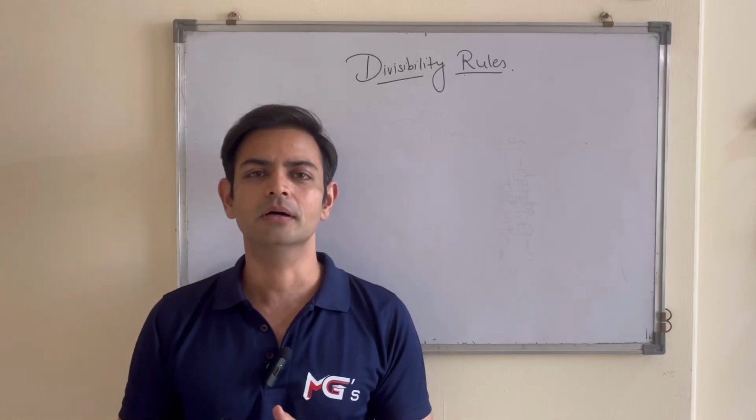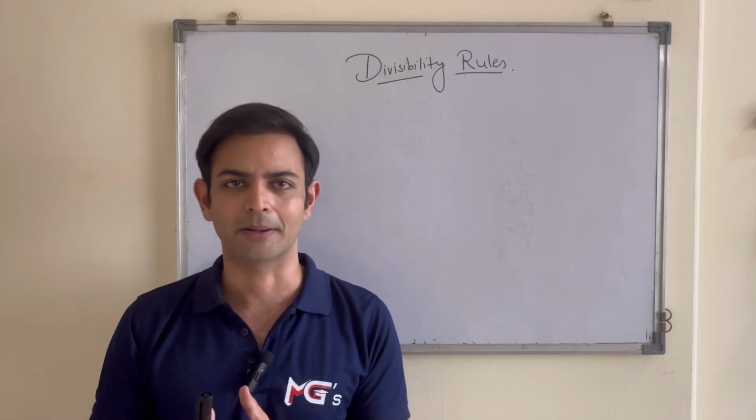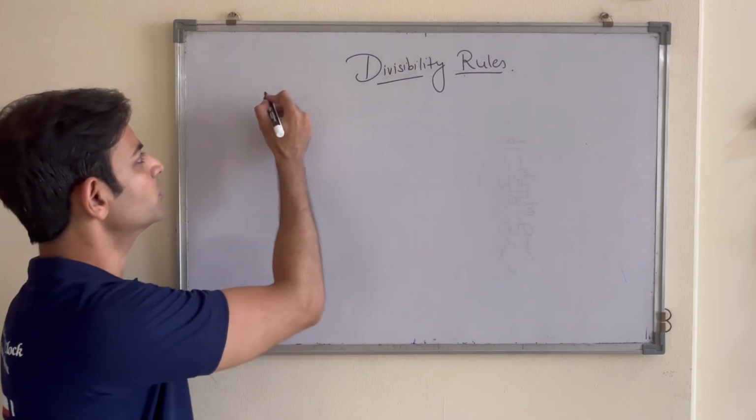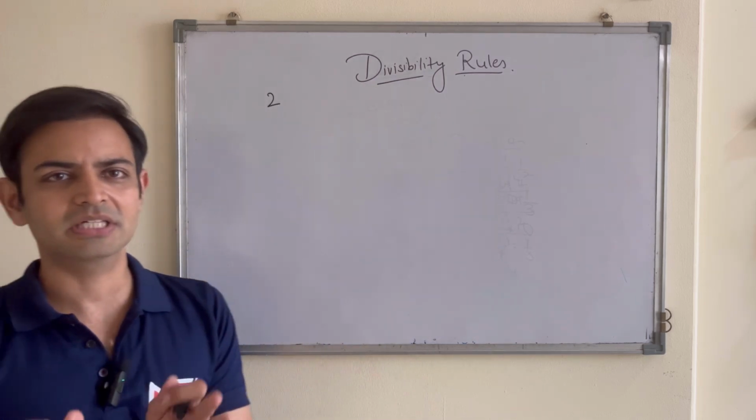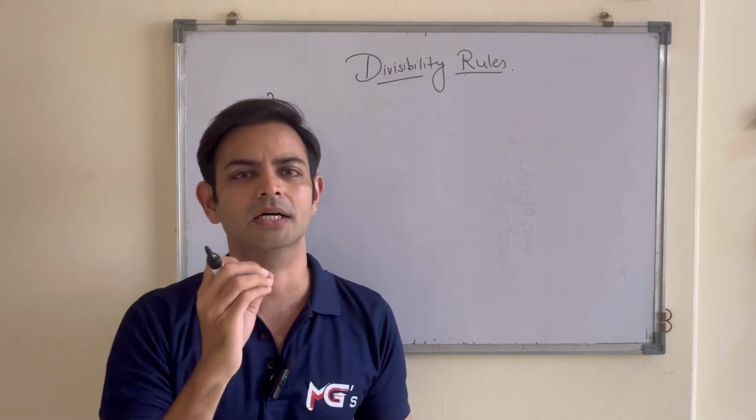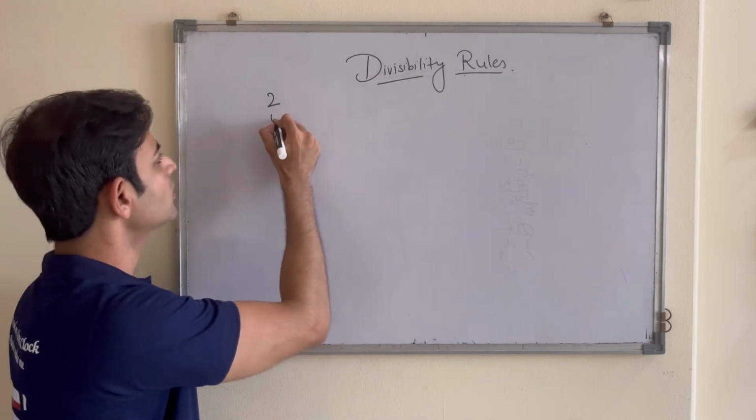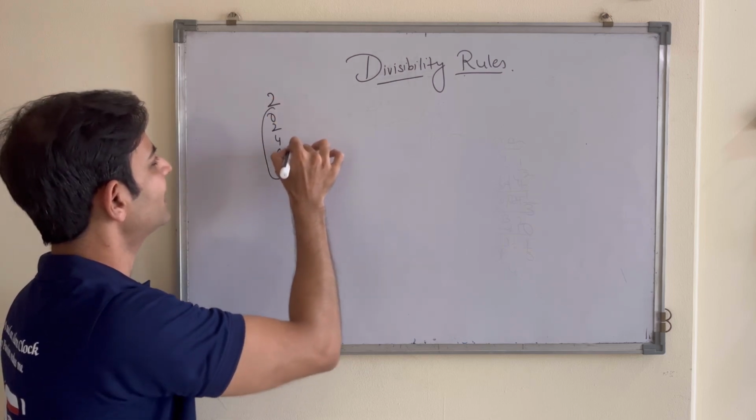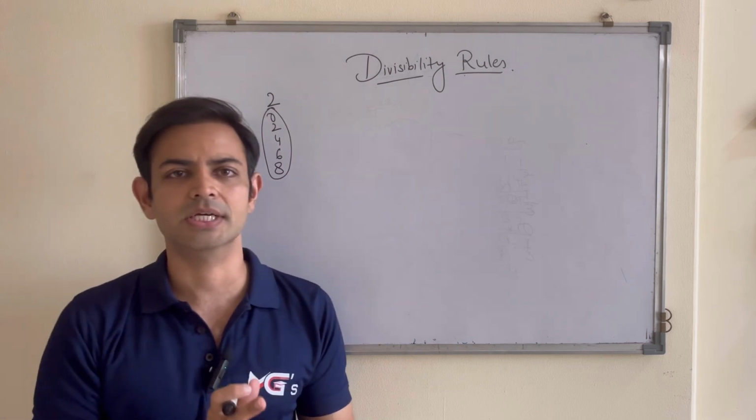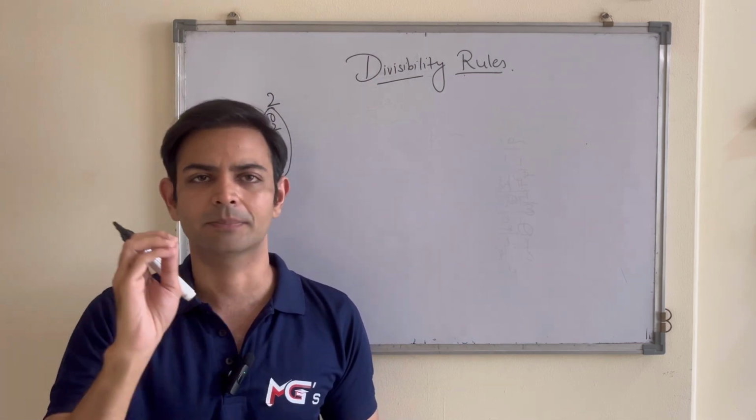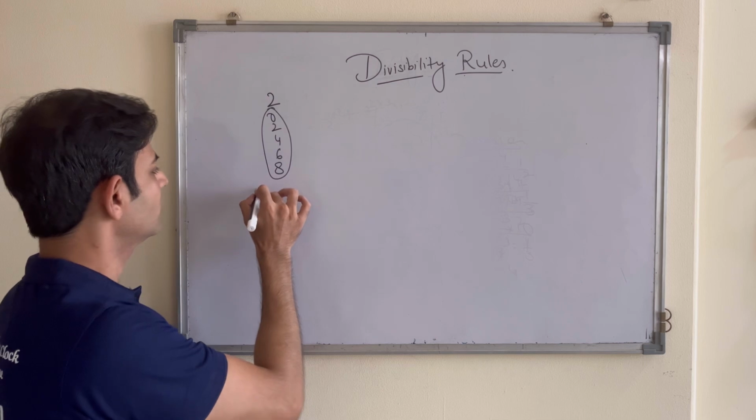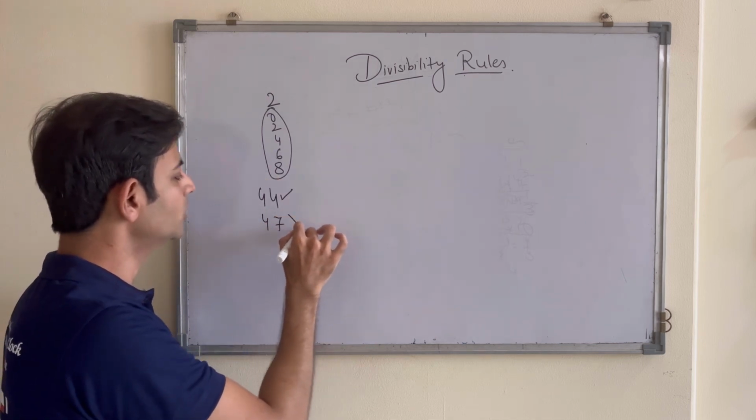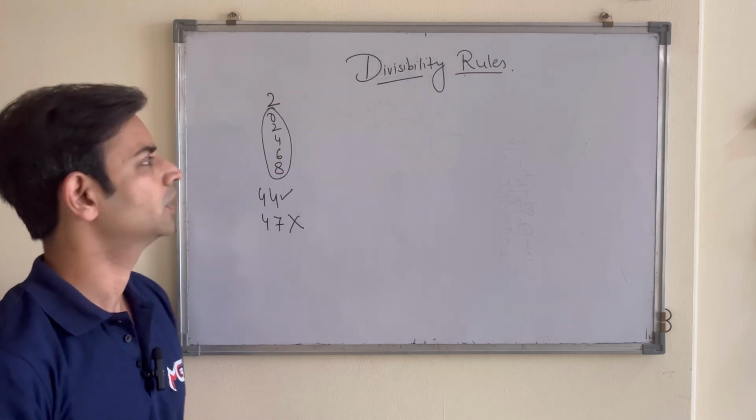In this video, we'll learn the divisibility rule of some common numbers that we use in our day-to-day operations. So first is of course 2. For 2, the divisibility rule is very simple. The number should have 0, 2, 4, 6, 8, these 5 numbers as the unit digit, so the number is divisible by 2. For example, 44, yes, divisible by 2. 47, not divisible by 2.